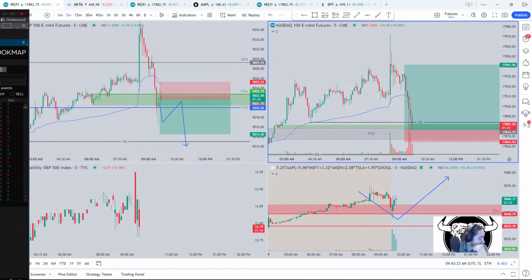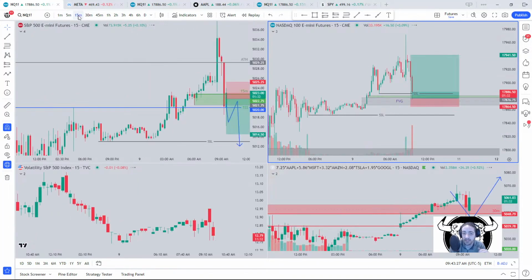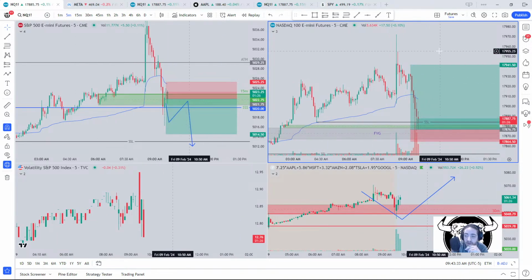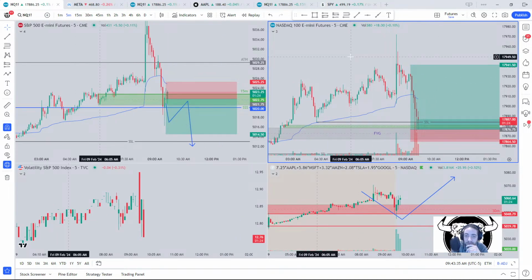I was also looking at the 15-minute time frame. So on the 15-minute, if this 5-minute wants to push back higher, it can create a potential 15-minute demand zone, which again would call for a nice 30-40-minute trend to the upside.